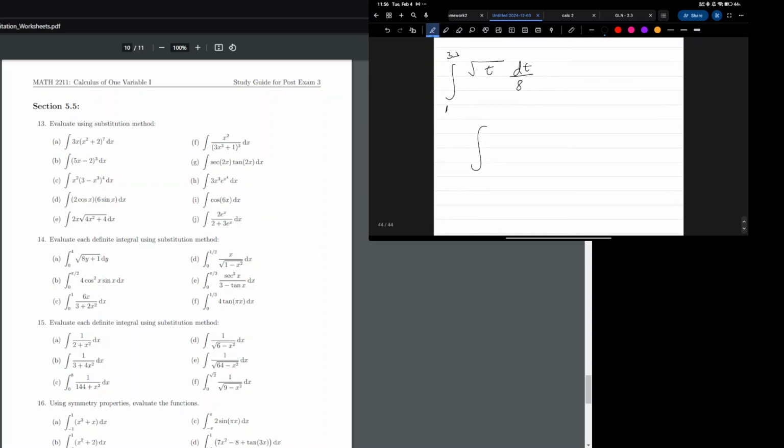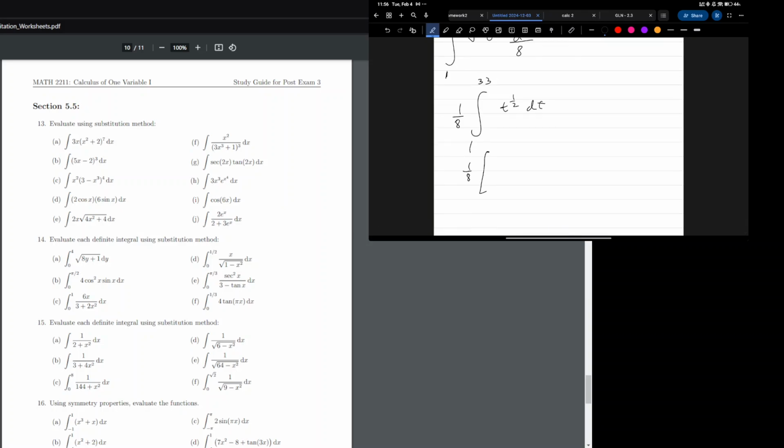Okay, I did. Now, this is a t to the power 1, t to the power 1 over 2. We just did something like this. Also, meanwhile we are doing that, let's move the constant outside. 1 over 8. Looks nice and easy. Increase the power by 1, divide by that power.